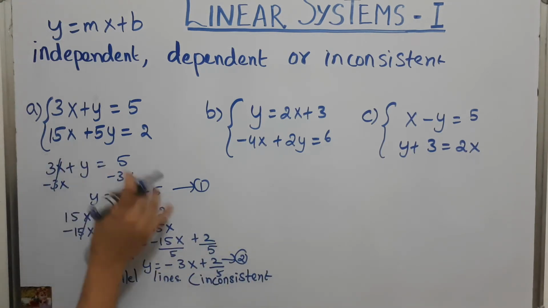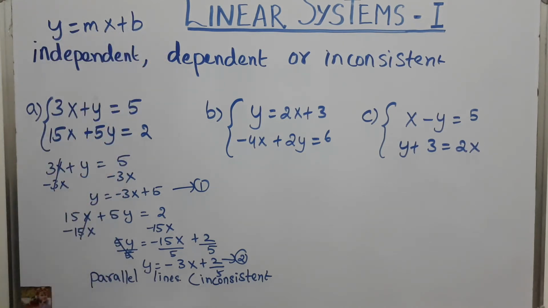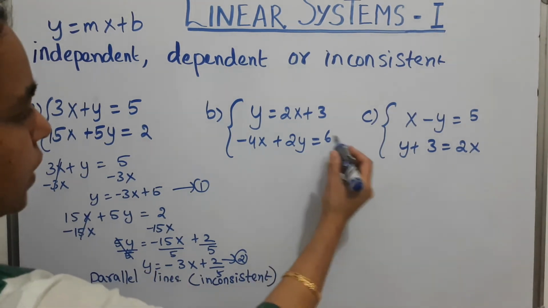Okay, first of all you have to rewrite everything into slope intercept form, which is y equals mx plus b, and then see whether the slope term and intercept term are equal or not. Okay, in this case only the slope term is the same but the intercept is different, so they are parallel to each other and it is inconsistent. Okay, so now let us go to the next example.